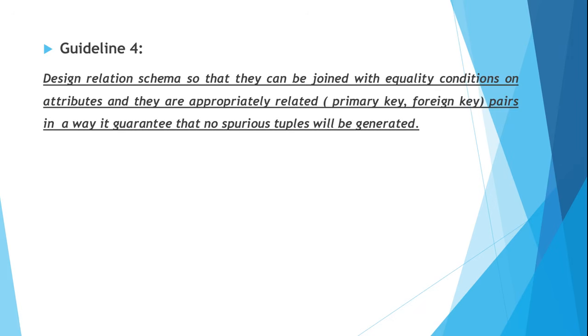So the guideline is: design a relational schema so that the relations can be joined with equality conditions on attributes that are appropriately related as primary key, foreign key pairs, in such a way that it does not result in spurious tuples. So these four guidelines we have to remember in designing a relational schema.